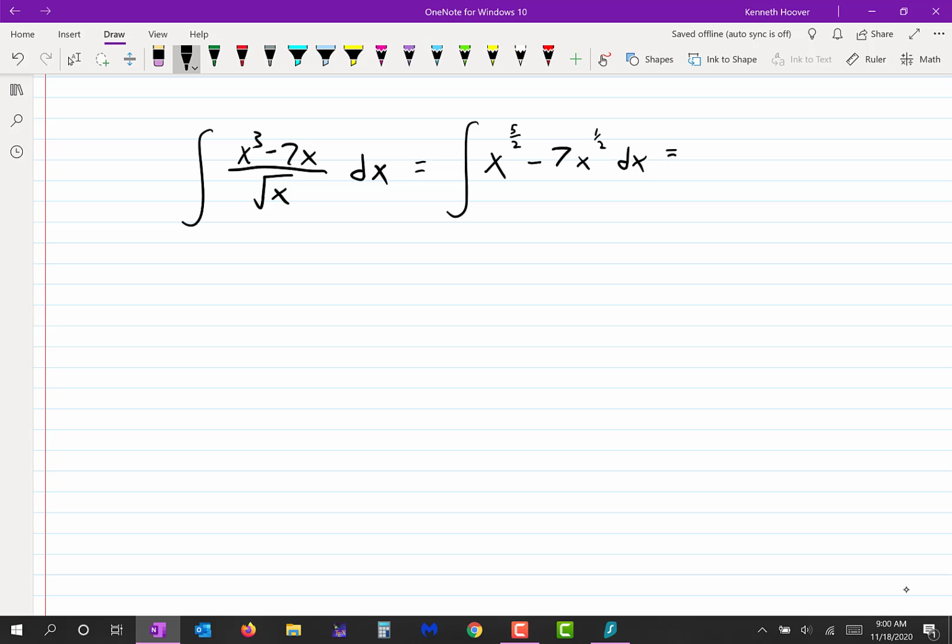So my answer will be x to the 7/2 with a 2/7 in front minus 7x to the 3/2 with a 2/3 in front. So that's 2/7 x to the 7/2 minus 14/3 x to the 3/2.